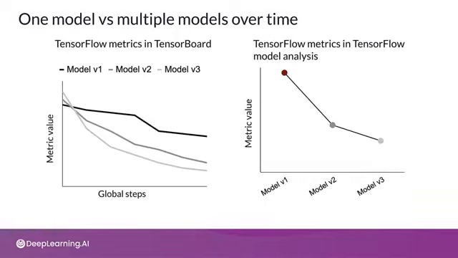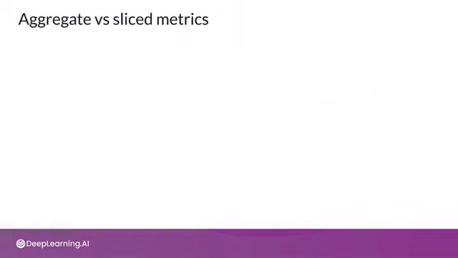After training is finished, TFMA allows developers to compare different versions of their trained models. While TensorBoard visualizes streaming metrics of multiple models over global training steps, TFMA visualizes the metrics computed for a single model over multiple versions of the exported saved model.